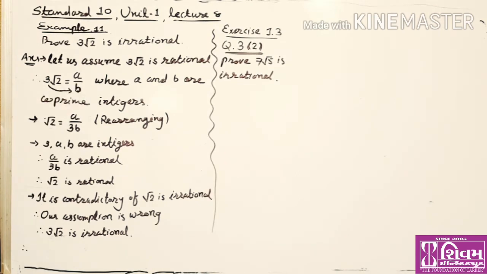Exercise 1.3, question 3. And in question 3, sum number 2, prove that 7 root 5 is irrational. Can you do this question by yourself? Yes, sure. In example 11, there is root 2 and here there is root 5. In example 11, where there is 3, here in our question there is 7. So whatever you did with 3 in example 11, that same thing you have to do with 7. Understood? So here you will solve the question yourself.